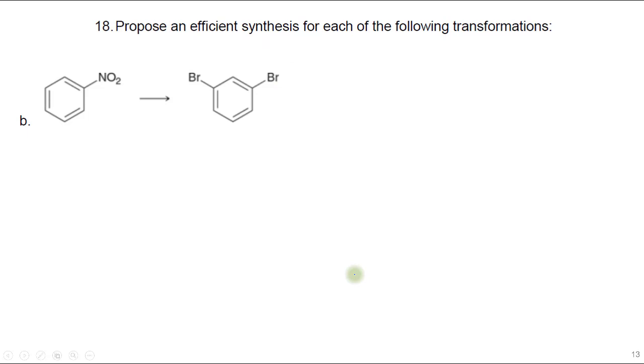Synthesizing this Br2. So this Br right here is disguised as an NH2. So that's how you can think about that one. I can add one Br right now because this is a nitro group, a meta-director. So I'll use Br2 and FeBr3.